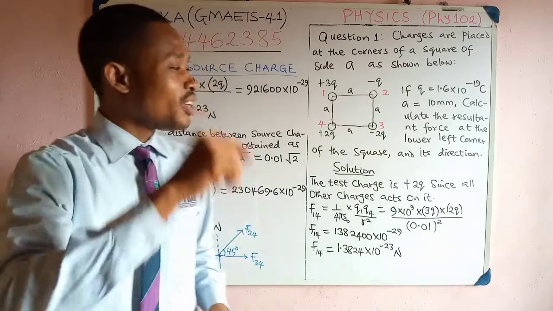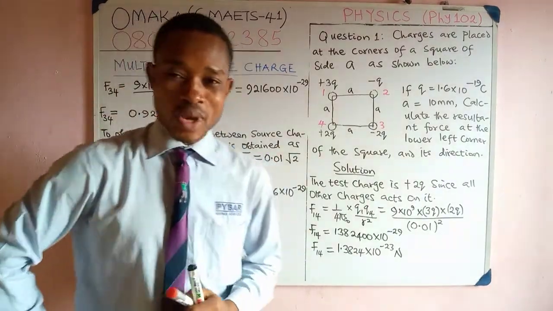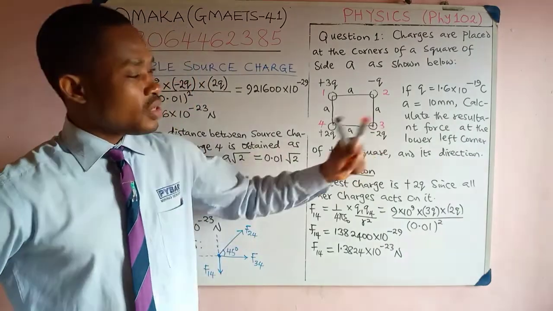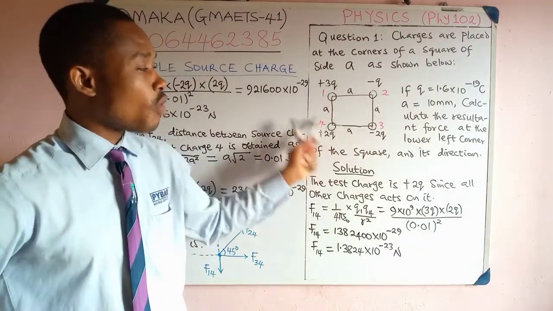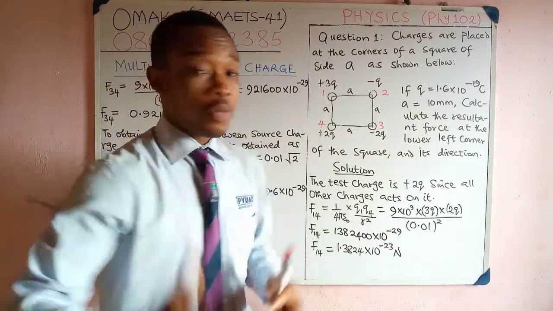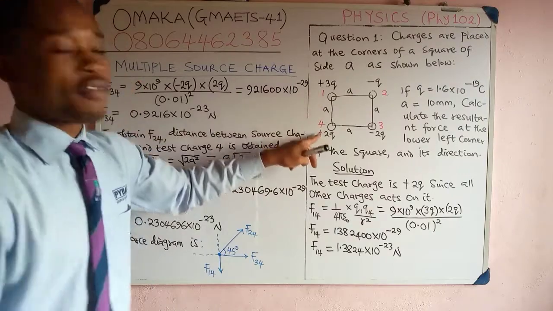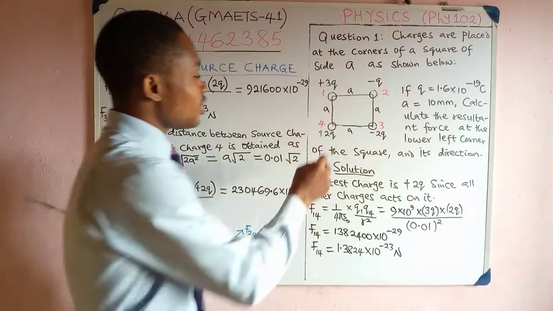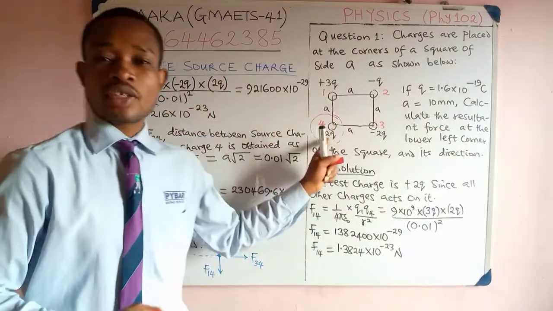Calculate what? The resultant force at the lower left corner. Now I'm going to ask you this question because it's very important for us to identify something. If you are calculating the resultant force at the lower left corner, where is the lower left corner of this square? Is it at point 1, 2, 3, or 4? Now if you position yourself and look at it, you agree with me that the left is 1 and 4. Then the lower is 4. Is that not so? So we are calculating the resultant force at this point. Therefore, our test charge will be here.